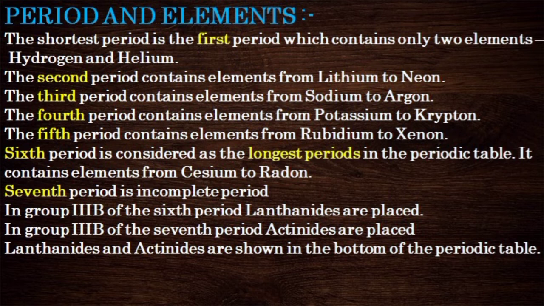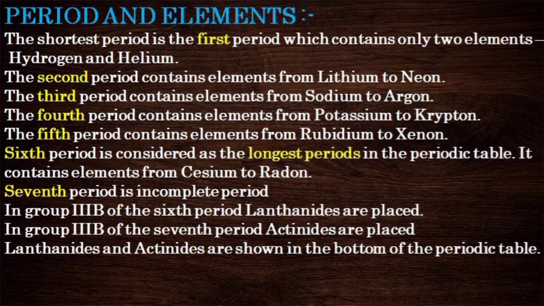Now I repeat, children, when I am explaining this, you have to keep the table on one side and then listen to this explanation through your earphone or whatever. Okay, now the third period contains sodium to argon. I said sodium to argon in the third period. Second period, lithium to neon. Fourth period, it is potassium to krypton. Fifth period, rubidium to xenon.